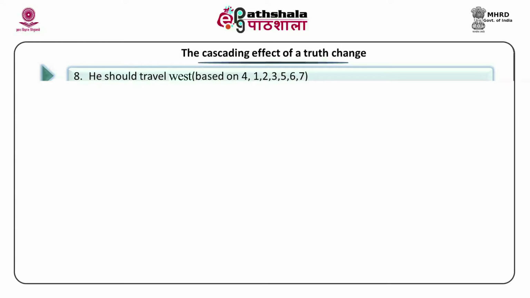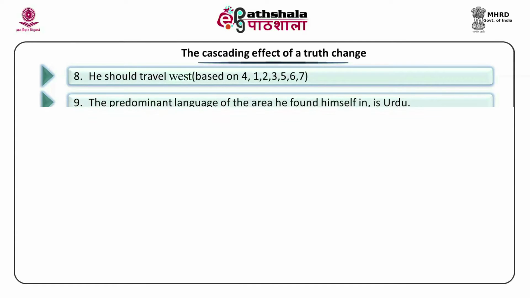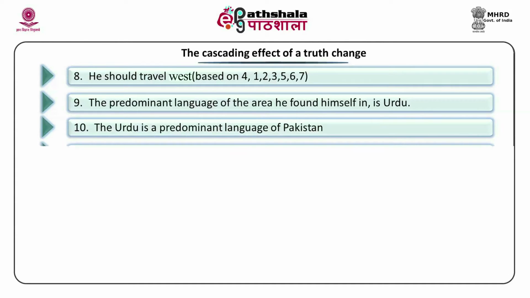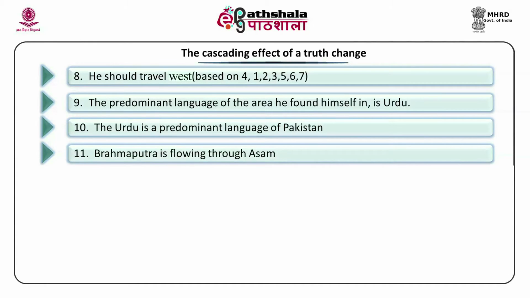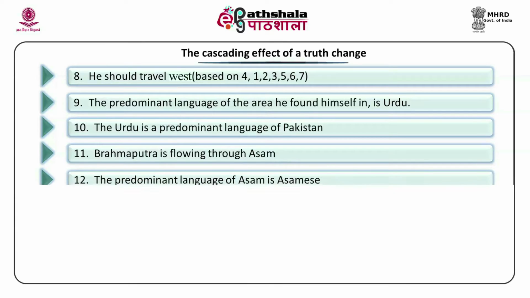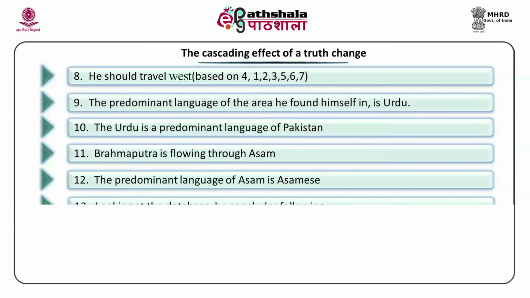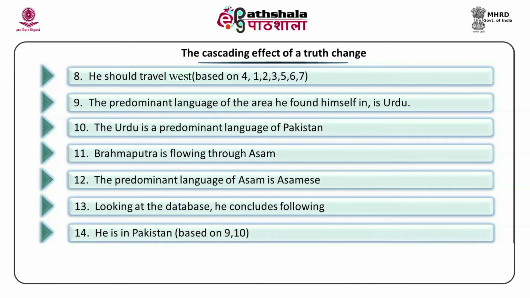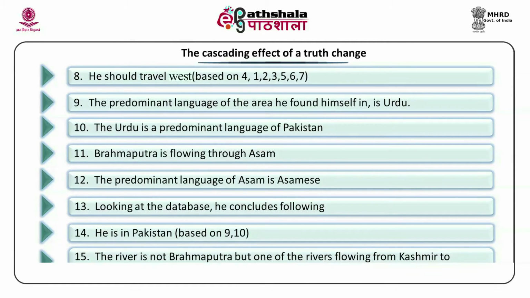Then he comes across one more fact. He finds some signboards written in Urdu. When he finds signboards written in Urdu, he realizes that there is something wrong, because the predominant language of Assam is Assamese, and if he is in Assam, the signboards should be in Assamese. And he also has the knowledge that the predominant language of Pakistan is Urdu. So, he understands that now I am in Pakistan. So, his default assumption that I am in India changes to I am in Pakistan.